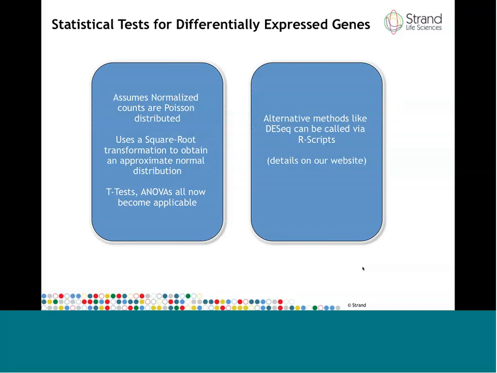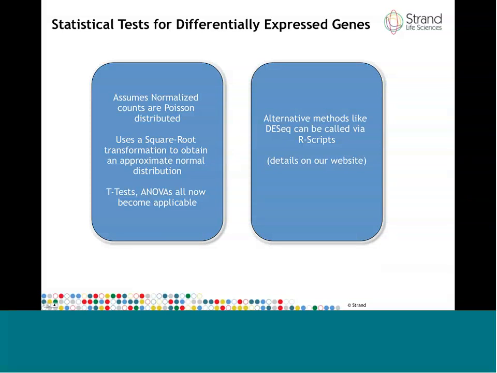One assumes, backing up a little bit, there are background distribution assumptions. Reads data coming from sequencing is in a way fundamentally different from signal values that come from microarray analysis. In the microarray world, you end up using t-tests and ANOVAs which assume a normal distribution. In the reads world, you don't have an underlying normal distribution. The errors are distributed in a Poisson manner. And Avadis NGS uses a transformation called the square root transformation to obtain an approximate normal distribution, after which all of these tests, t-tests and ANOVAs, become applicable. And these are available natively within Avadis NGS for you to run and determine differentially expressed genes.